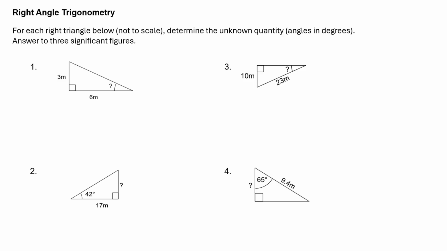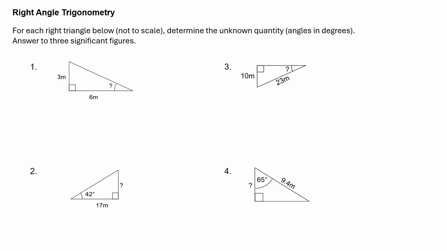So let's take a look at this first problem. I want to find out what angle this would be if this side is 3 meters and this side is 6 meters. And so if I take a look at that triangle, what I see is that I've got one side that is way far opposite the question mark, this unknown angle.